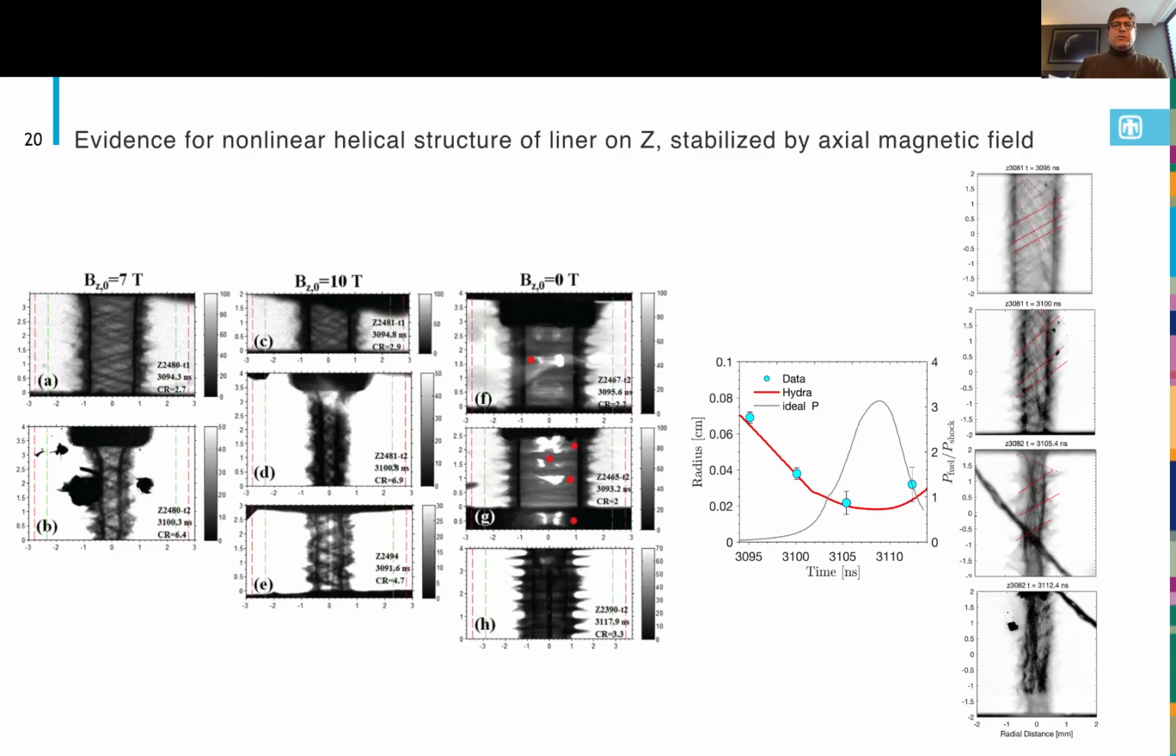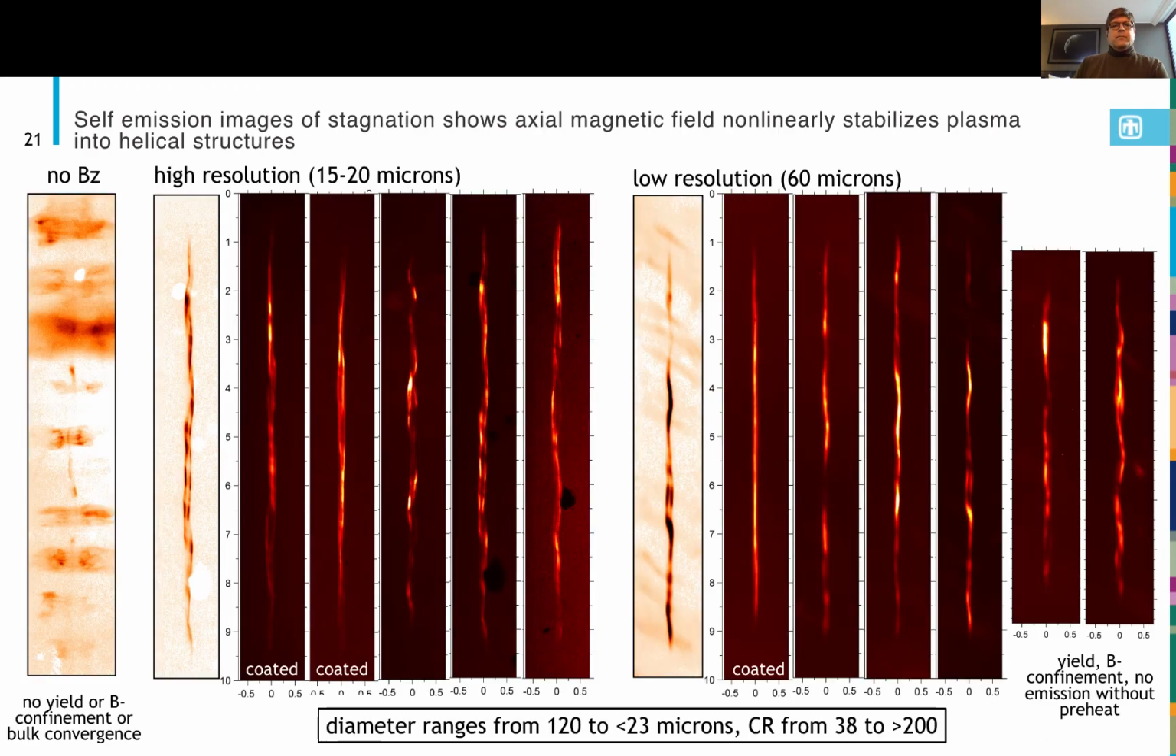This is also true with respect to the Z-liner dynamics. It persists through the bounce. But then also with respect to the self-emission images, you can see here a catalog of different self-emission images. We always see something with a helical twist. When we use an imager with higher resolution, we can see it separate into two different strands.